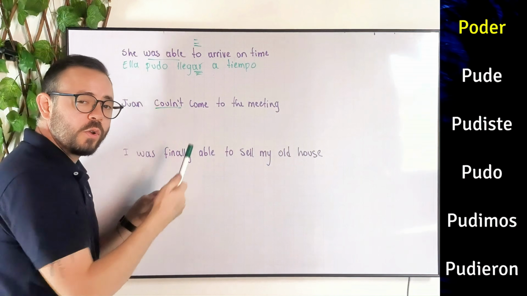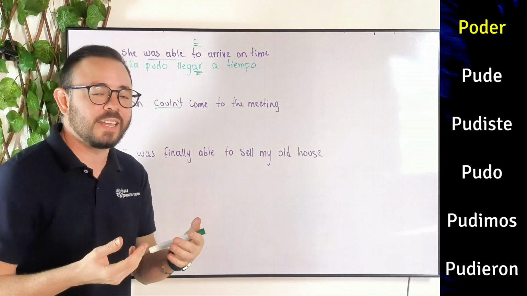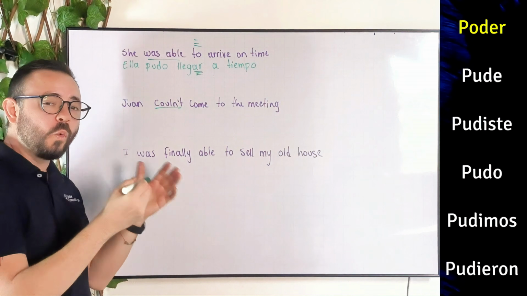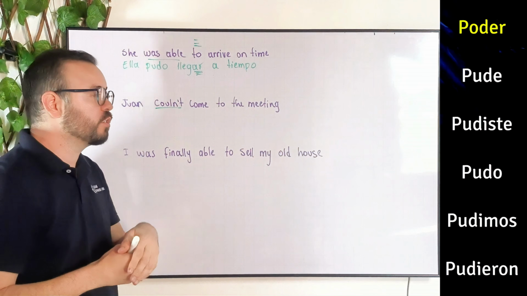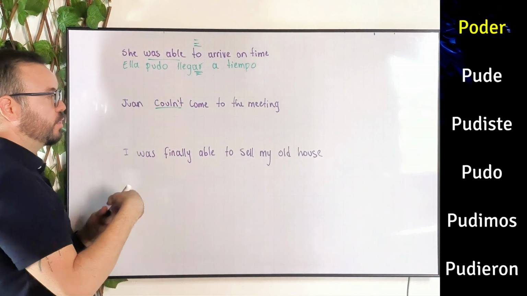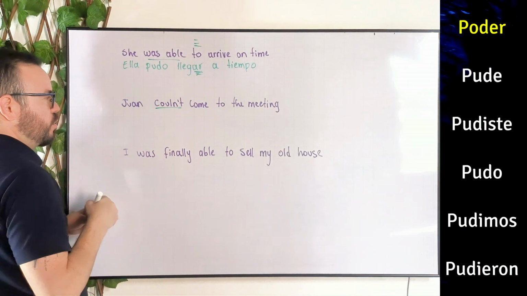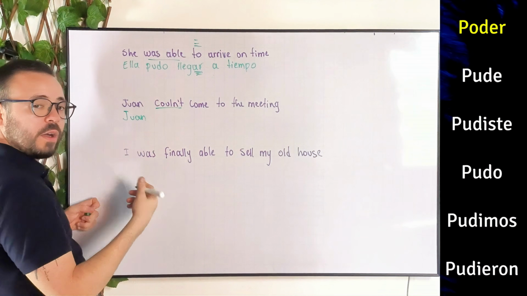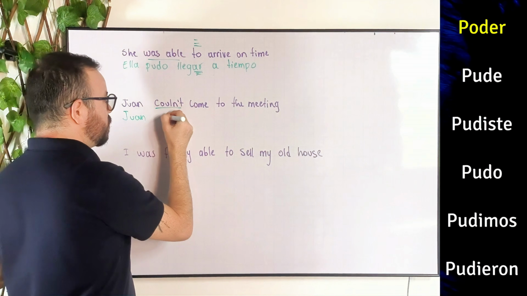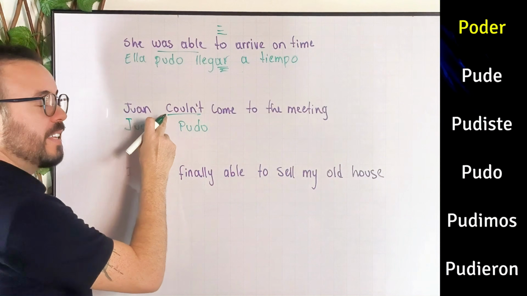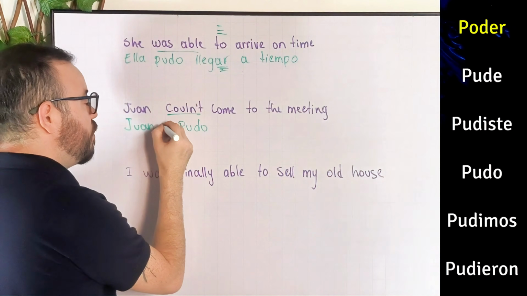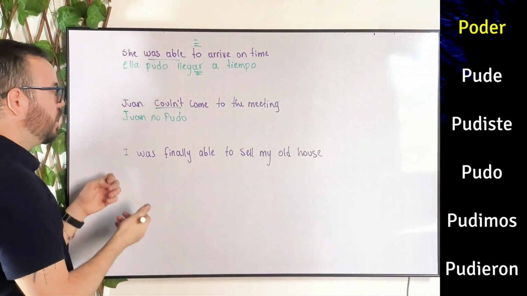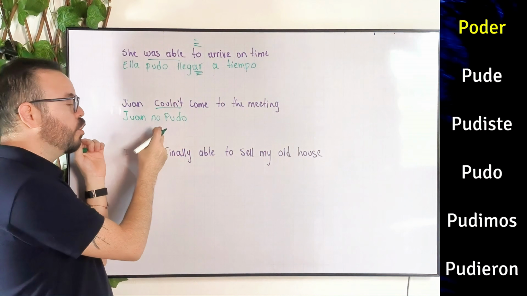So if I want to say Juan couldn't, in Spanish it will be exactly the same thing as if I were saying Juan was not able. And we know how to say that, okay? So Juan was not able, it's just poder, but in past tense. So let's conjugate that. Juan was able, the past tense is just Juan pudo. But since this is negative form, I just need to add no before the verb. Same rules as always, okay? So Juan couldn't is just Juan no pudo.